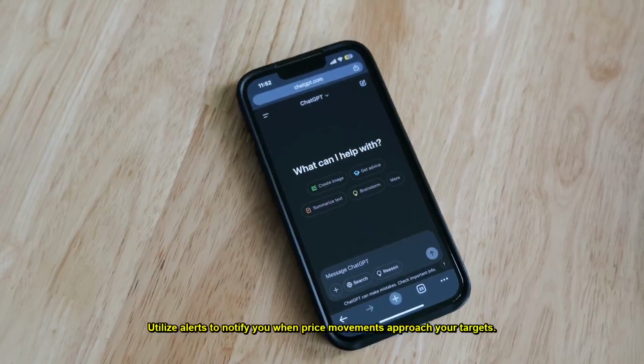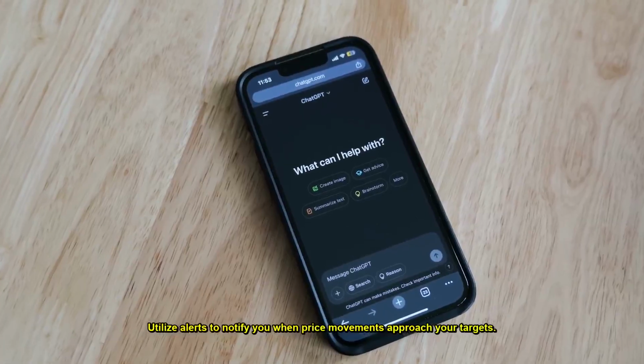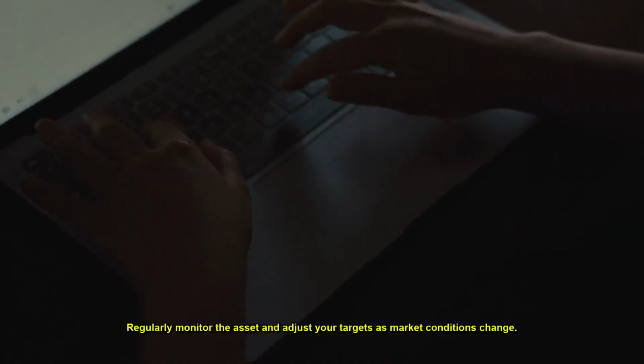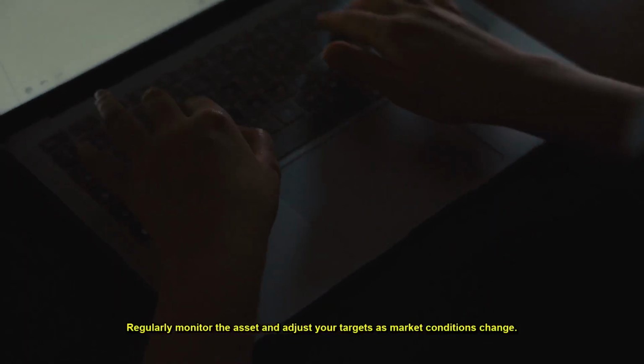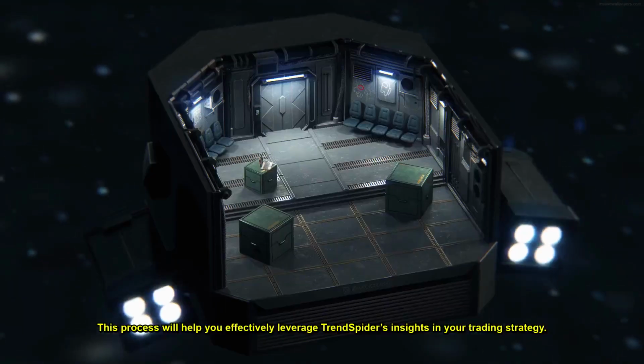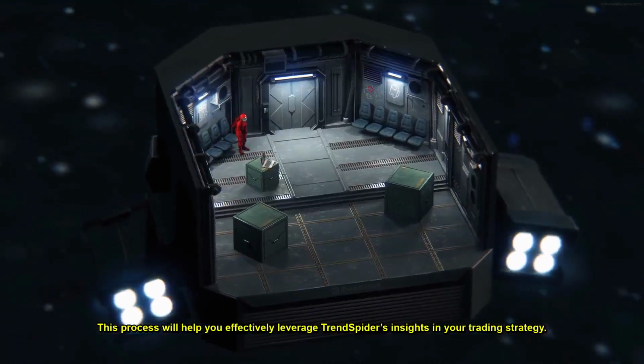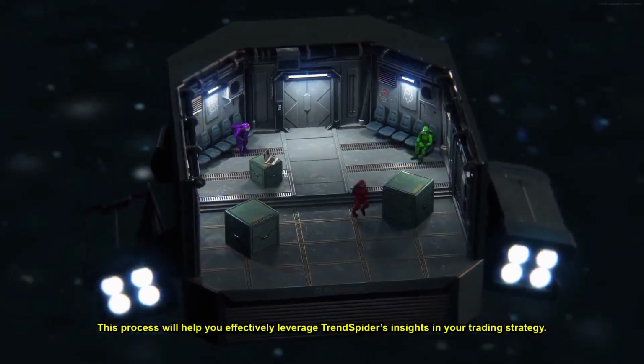Utilize alerts to notify you when price movements approach your targets. Regularly monitor the asset and adjust your targets as market conditions change. This process will help you effectively leverage TrendSpider's insights in your trading strategy.